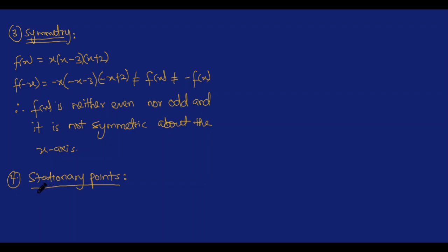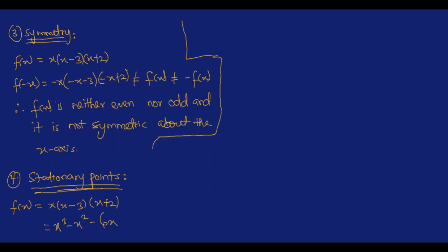To find the stationary points, we'll set the first derivative of the function equal to 0. So f of x is equal to x multiplied by x minus 3 multiplied by x plus 2, and this is equal to x raised to the power of 3 minus x raised to the power of 2 minus 6x. So we can evaluate the first derivative of the function. f prime x now is equal to 3x squared minus 2x minus 6.